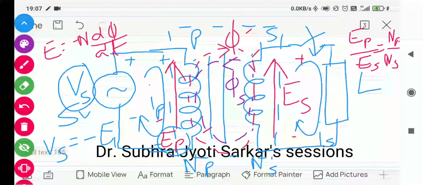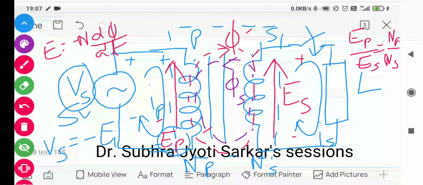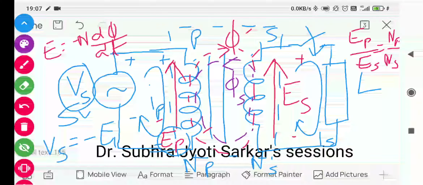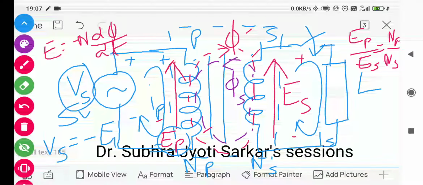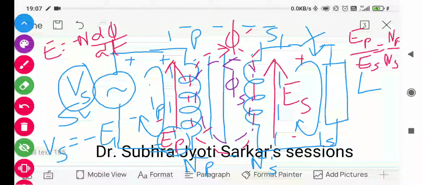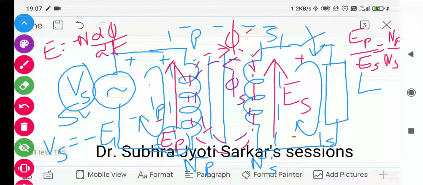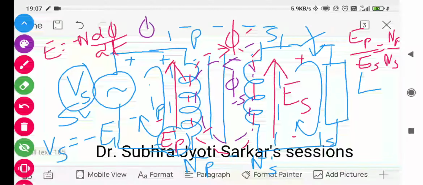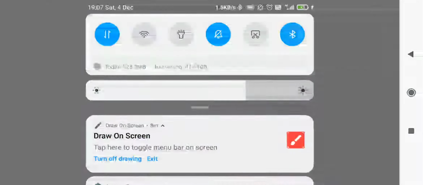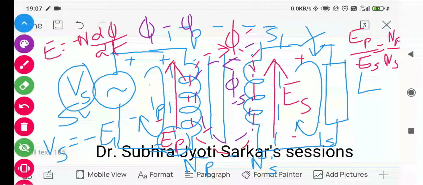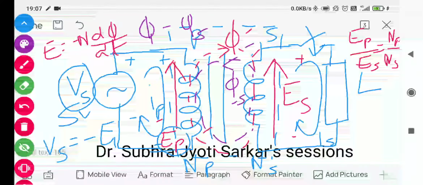Now, when load is connected, some current IS will flow, and it will result in some flux phi S. Now, when there is some flux phi S, what about the total flux inside the core? The total flux is going to reduce, and it would be nothing but the difference between phi and phi S. So the net flux in the core would be phi minus phi S, that is the total flux inside the transformer core.